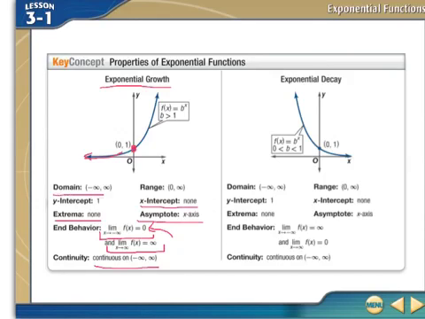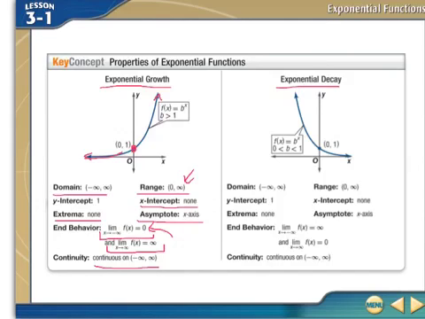Since our function is continuous, our domain is negative infinity to infinity. And since our y-coordinate can never be less than 0, we say our range is from 0 to infinity. And we get the infinity because our function is increasing infinitely, or our right end behavior is pointed upward. Okay, exponential decay has many of the same features, except this time our function is decreasing.